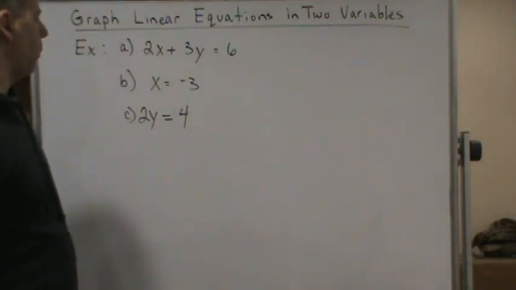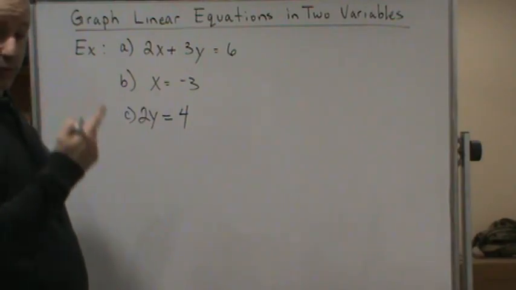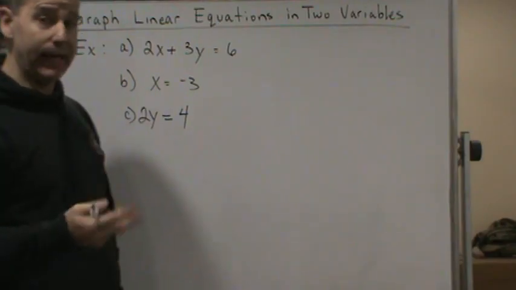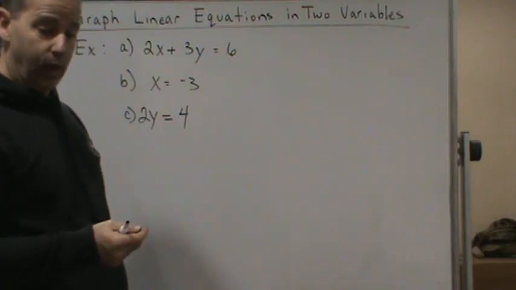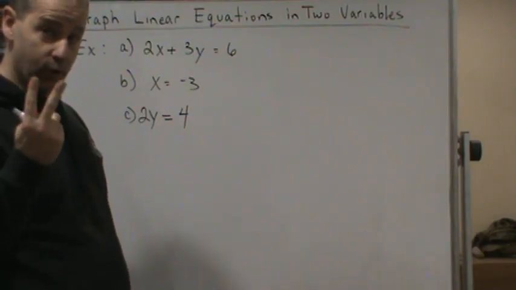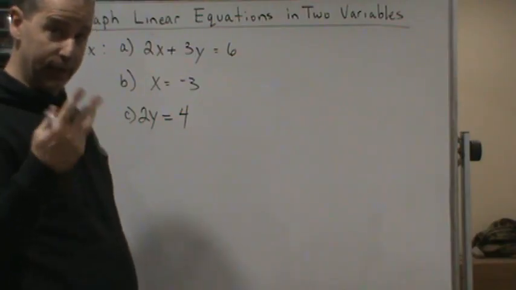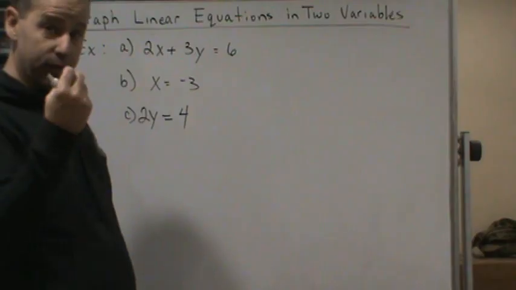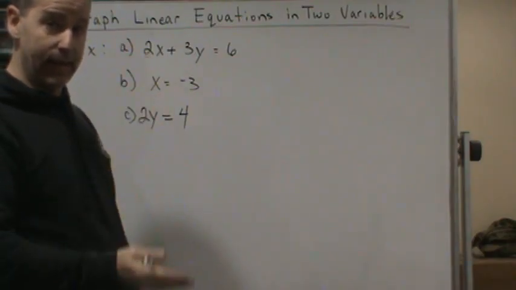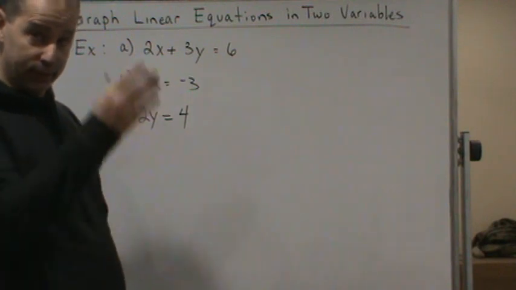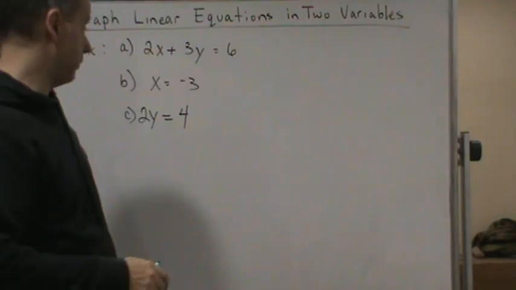Okay, so what we want to do is figure out some points, right? So when we're talking about graphing a linear equation, we only need 2 points to graph a straight line. Now after you graph the straight line, if you want to get a third point to verify your sketch, the third point should land on the line, okay? But you only need 2 points to graph a straight line.